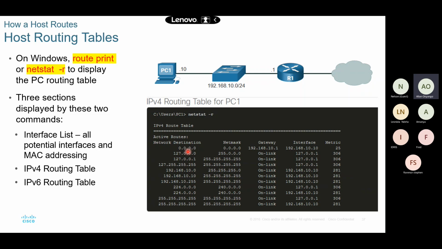Netstat does not have an R in the start. Netstat, like network statistics, okay? Netstat space -r, or route print. Either of them will give you the same output right here, and you'll be able to see the IPv4 routing table and also the IPv6 routing table. Both of them will be listed together, along with the interface list.